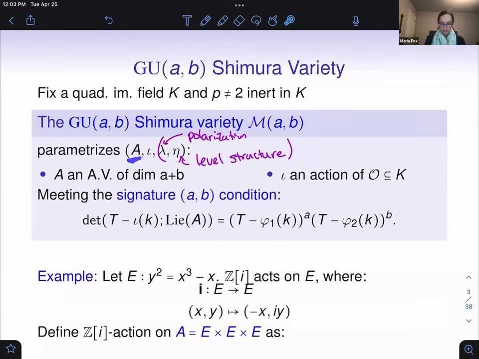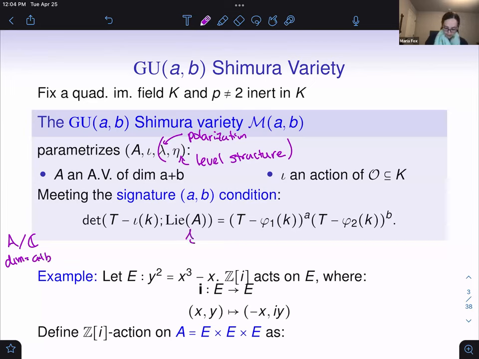We're trying to understand abelian varieties with an action, but not just any action. We put a condition called the signature (a,b) condition. Even though we'll be talking about abelian varieties mostly in characteristic P, I think it's easiest to understand this with the example of the complex numbers. So imagine for the moment that our abelian varieties are defined over C, and they're of our fixed dimension, a plus b.